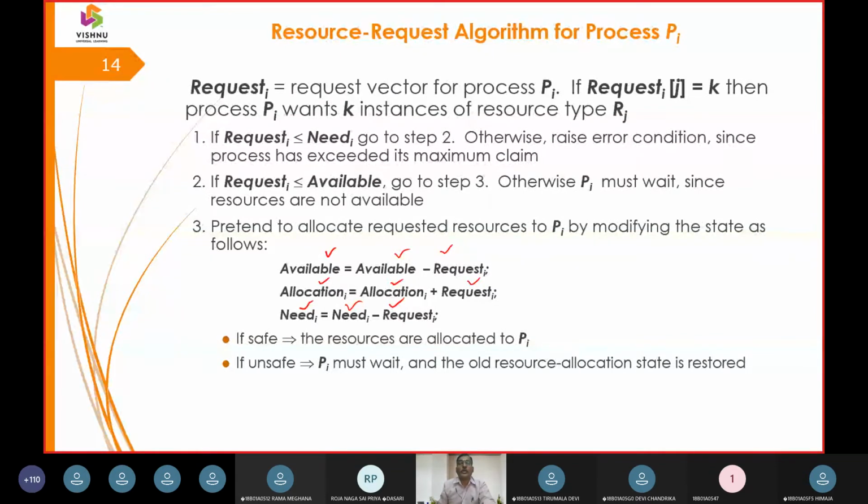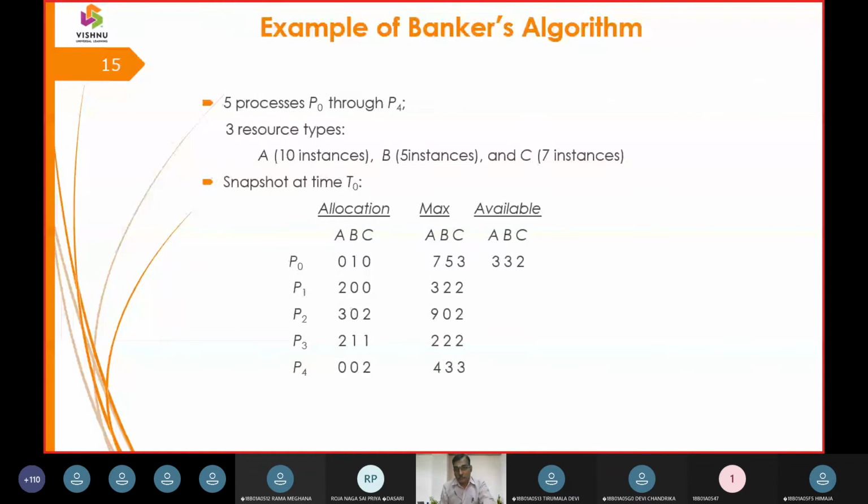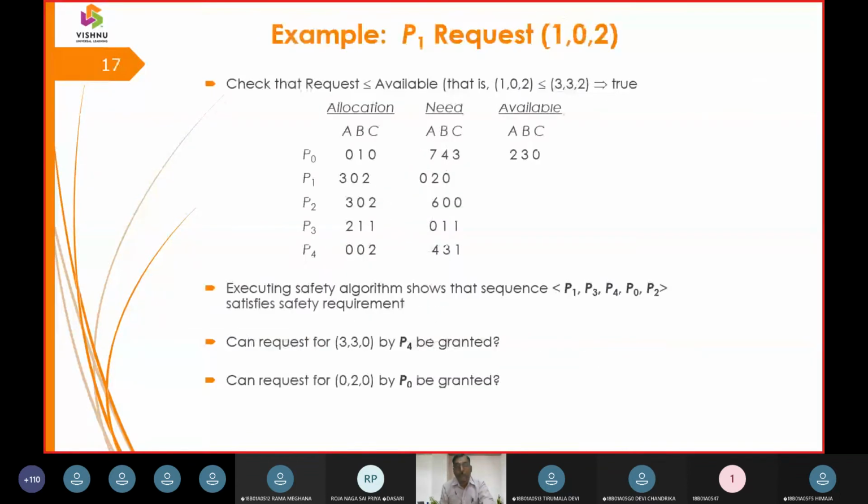To do this solution, we are already working with this example. So I'm going to take 102, and this is the new request which is raised by P1. Earlier it was 200. Now I'm going to add and revise it as 302. So earlier I got 332. Now I subtract the request from it to get 230. So we get this 230 here.